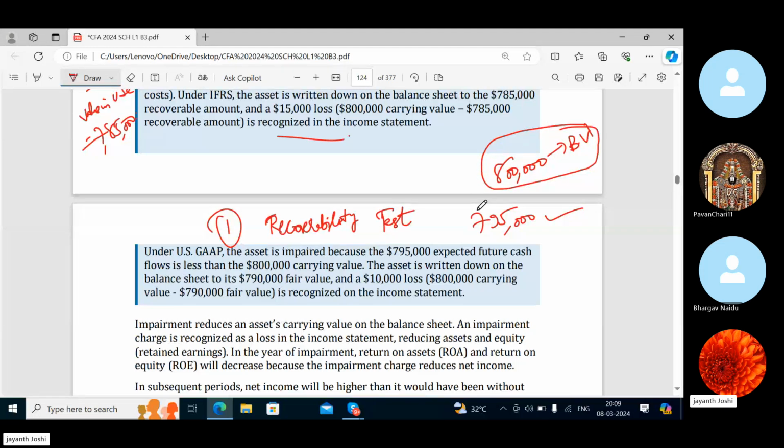Your expected future cash flows are less. That means the future cash flows you expected from the asset are not able to give you the entire value of the asset. So the recoverability test has been failed. Now we understood that we are not able to recover the asset's value, so there is an impairment loss which has to be calculated now. The second step is calculation of impairment loss.